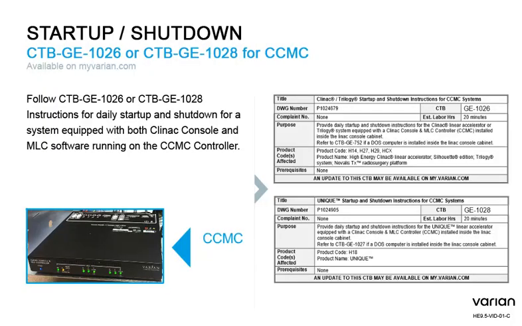Startup and shutdown. There are new CTBs for CCMC systems. Follow CTB GE 1026 instructions for daily startup and shutdown for Clinac or Trilogy systems equipped with both Clinac console and MLC software running on the CCMC controller. Follow CTB GE 1028 instructions for daily startup and shutdown for a unique system equipped with CCMC controller. CTBs are available on myvarian.com.